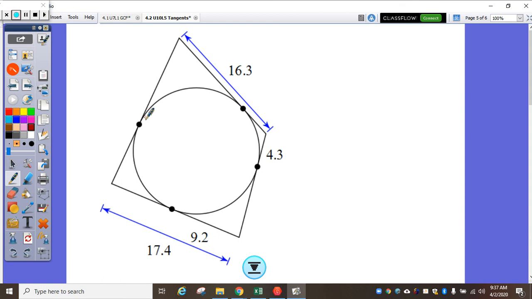So you have to assume when we're looking at a picture like this that I have points outside of the circle. And so the distance from the point of tangency to that point outside of the circle is the same as the distance from the other point of tangency to that point outside of the circle. These are all the same.